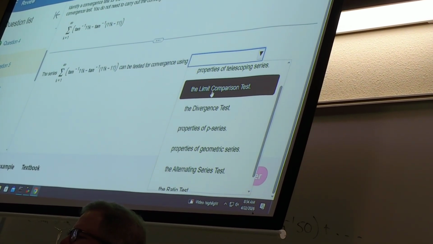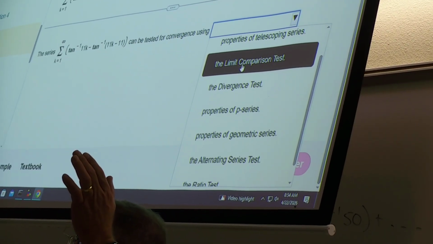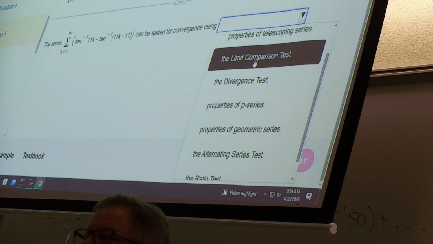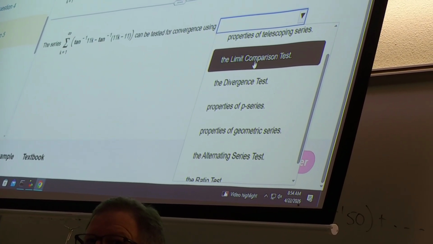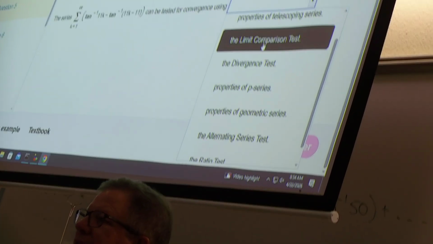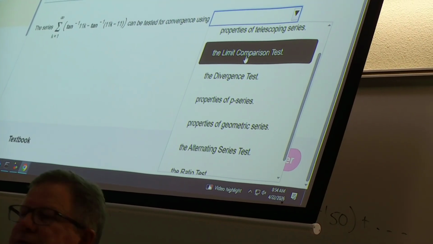Okay. Limit comparison again, you'd have to have a series that you have knowledge of to compare it with. We don't have anything for inverse tangent. Is there usually a given series that you compare to, if it was a limit comparison? Oh, not always. No, you might have to come up with it yourself.